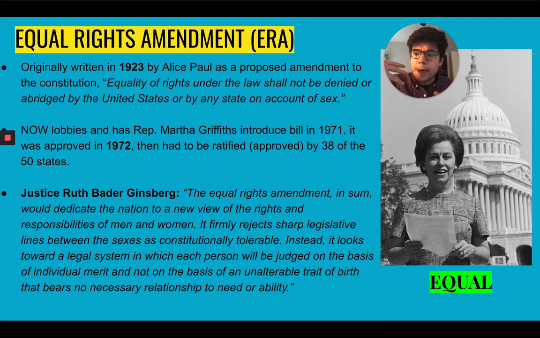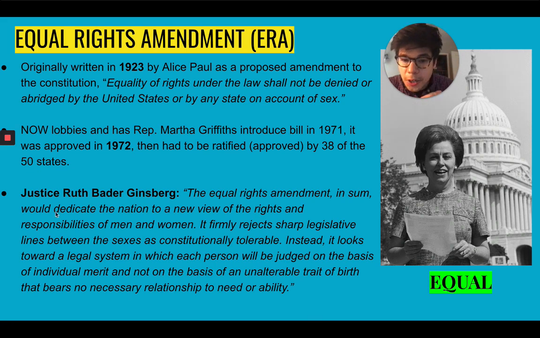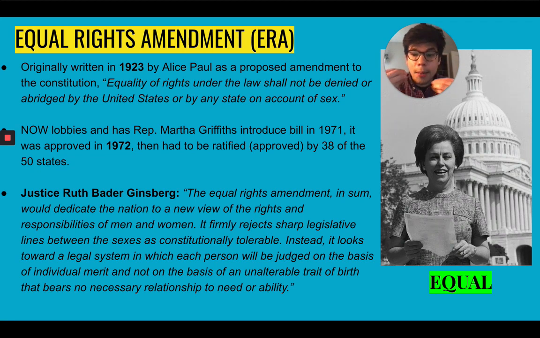And this has a lot of support from all sides. President Nixon supported the Equal Rights Amendment. The two presidents after him supported the Equal Rights Amendment. Future Supreme Court Justice Ruth Bader Ginsburg wrote and spoke in support of it, saying that it would look toward a legal system in which each person will be judged on the basis of individual merit and not on the basis of an unalterable trait of birth that bears no necessary relationship to need or ability. So this has a lot of support. I keep saying faces support, and that makes it sound negative. It has a lot of support. People are behind it. There we go.